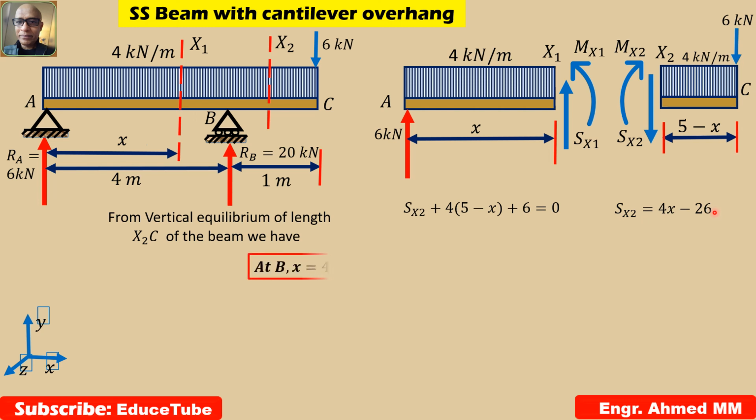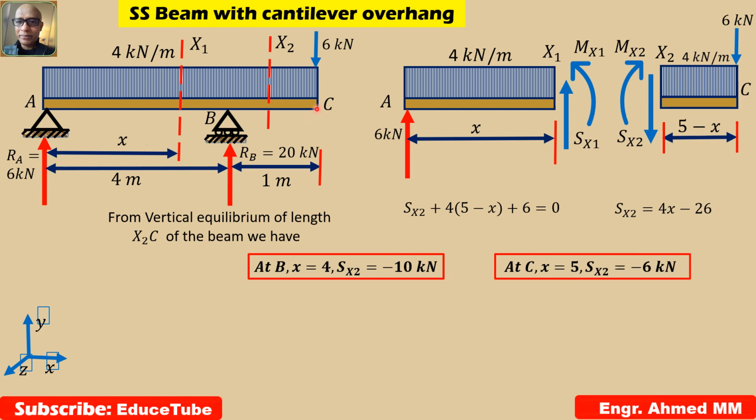Now we have to apply boundary conditions. Say at B, x equal to 4. So what will come? 4 times 4 means 16 minus 26, so it is coming minus 10 kilonewtons. Again, at C, I mean at the tip of this beam, if I apply 5, 20 minus 26, so it will be minus 6 at this point. So already we got shear force at all necessary points.